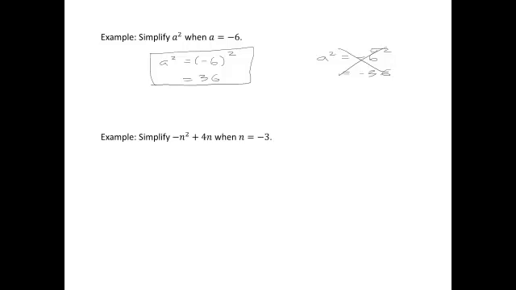Example, simplify negative n squared plus 4n when n is equal to negative 3. Even though we see the number n showing up in multiple places, in any particular problem, it takes the same value. Negative n squared plus 4n is equal to negative 3 squared plus 4 times negative 3. And now we simplify this according to order of operations. The exponent here turns this into a negative 9 plus negative 12. And negative 9 plus negative 12 is going to be negative 21.